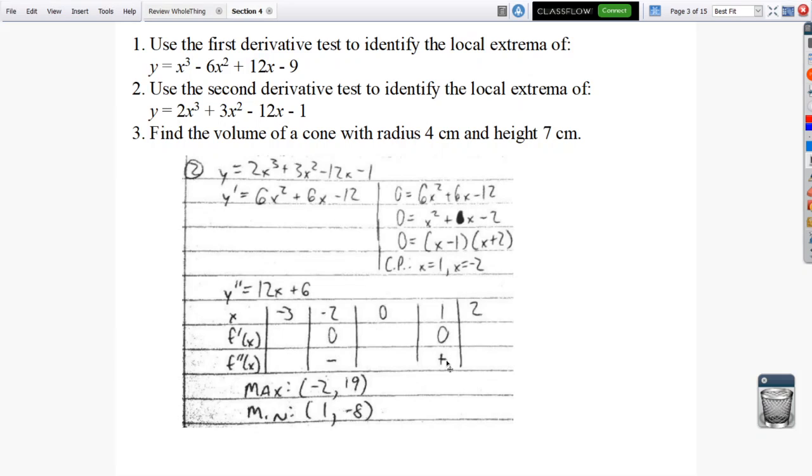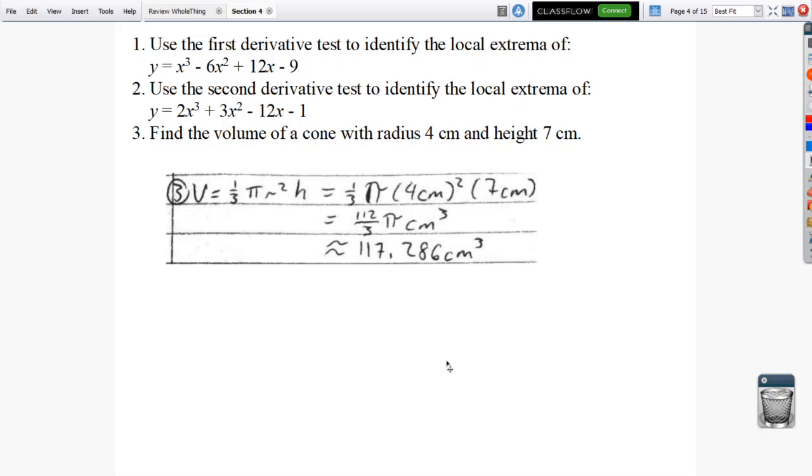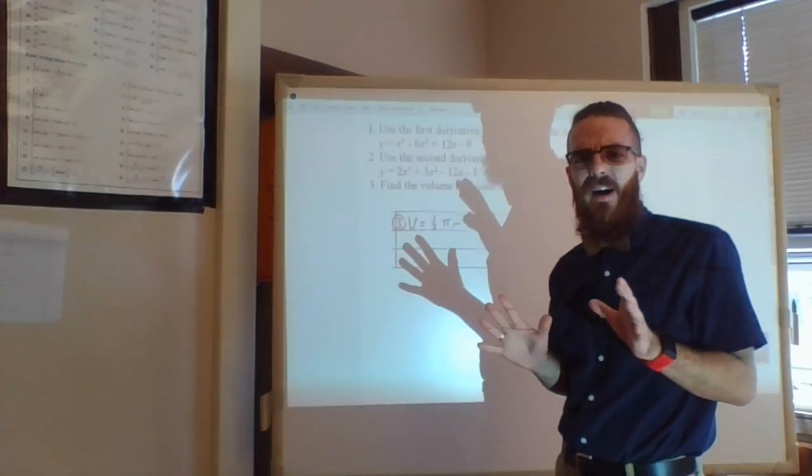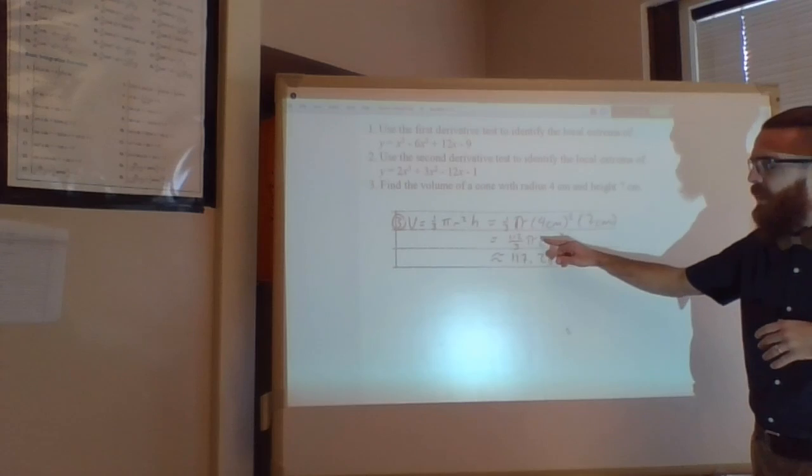And the last one was actually supposed to be the easiest one, especially since you all have Google machines right in front of you. You can just Google the volume formula for a cone, but it is 1/3 pi r squared times the height. So 1/3 times pi times 4 centimeters squared times 7 centimeters would give you 112/3 pi centimeters cubed, or about 117.286 cubic centimeters.